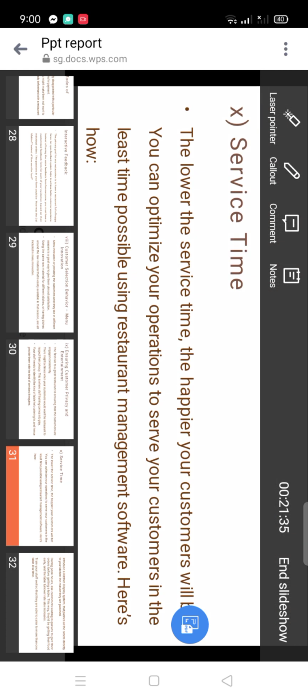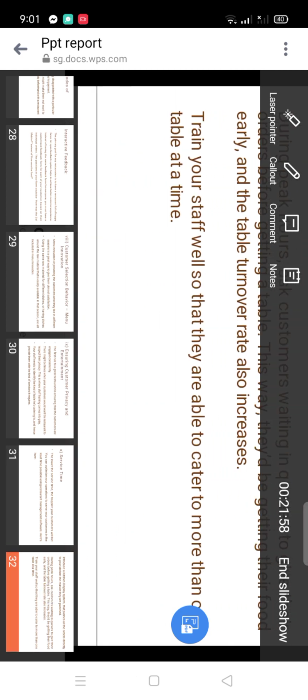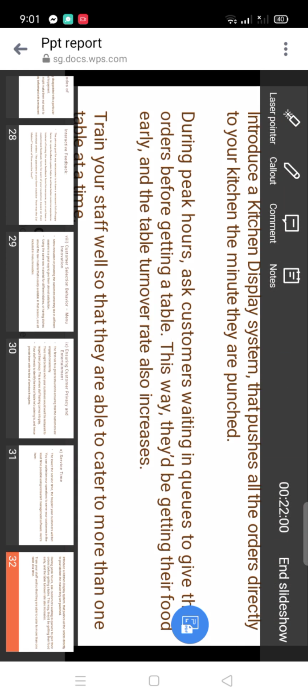Service time. The lower the service time, the happier your customer will be. You can optimize your operations to serve your customers in the least time possible using restaurant management software. Here, introducing a kitchen display system pushes all the orders directly to your kitchen the minute they are placed.